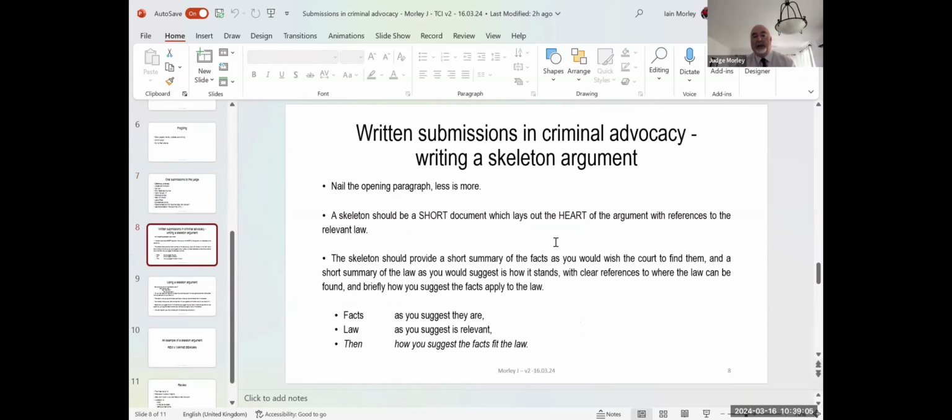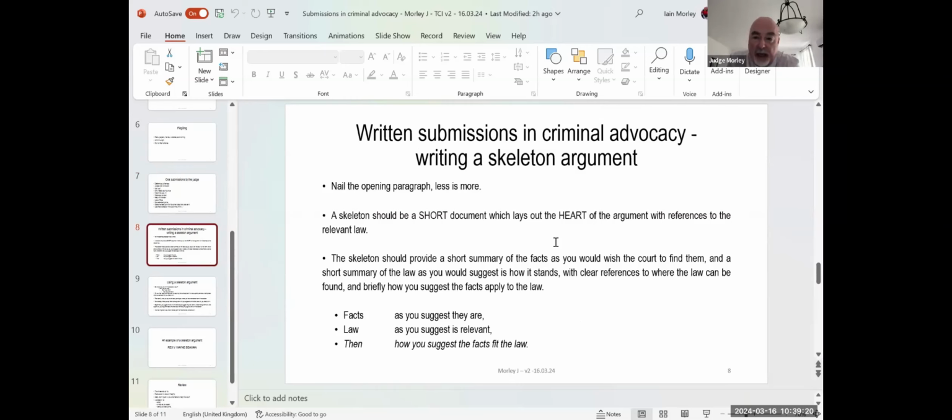Now, you've been talking to the judge, all right? You've got a written submission which is now going to support what it is that you are submitting, and we are going to talk about written submissions in criminal advocacy, namely the writing of a skeleton argument.